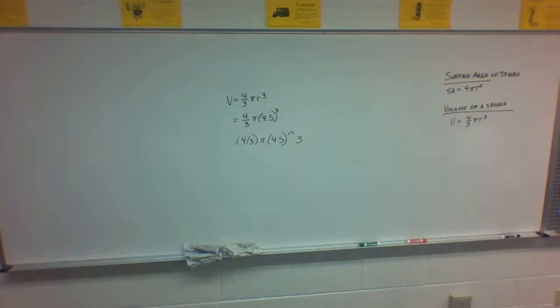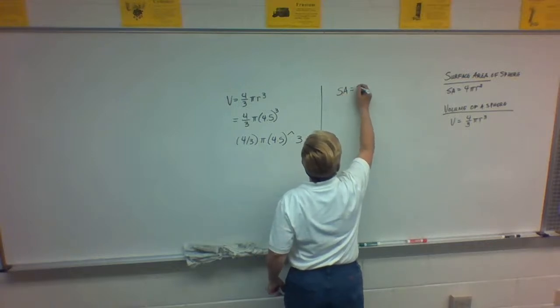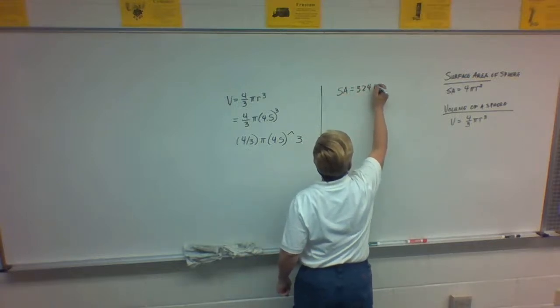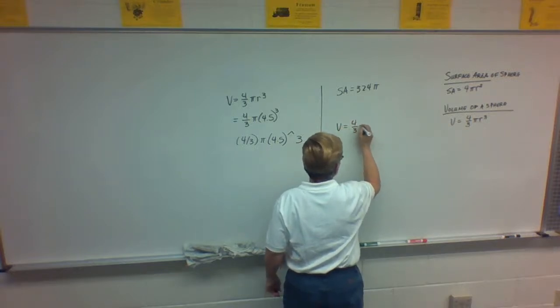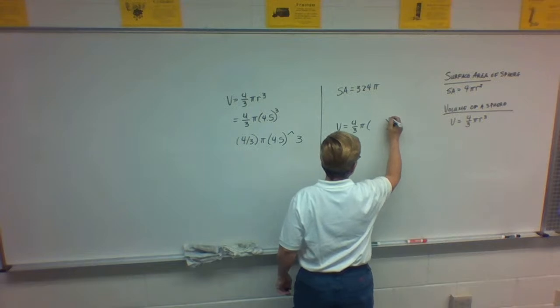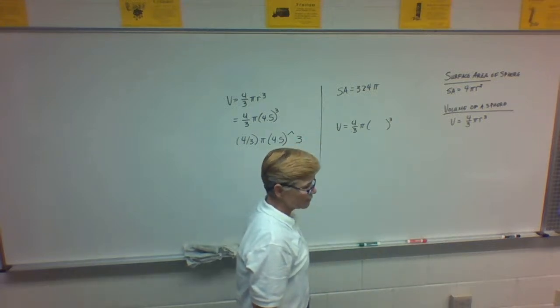Okay, next. Example 4 says, they tell us what the surface area is, and they want us to find the volume. Oh boy. The surface area of a sphere is 324 pi. So this is what we get, surface area 324 pi, and we are supposed to find the volume. And the volume equals 4/3 pi. I'm going to need something to cube, and they didn't hand it to me. I'm going to have to get it out of there.